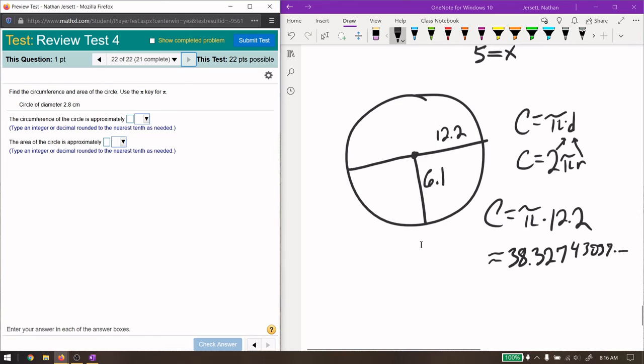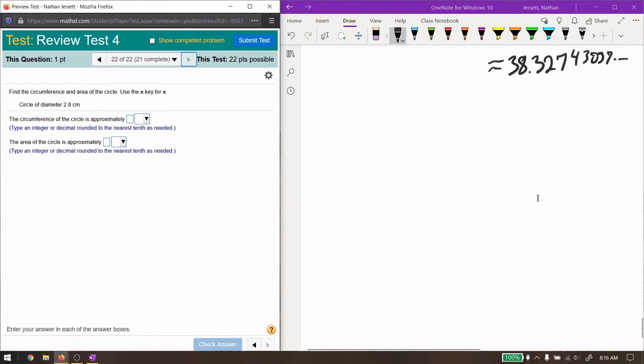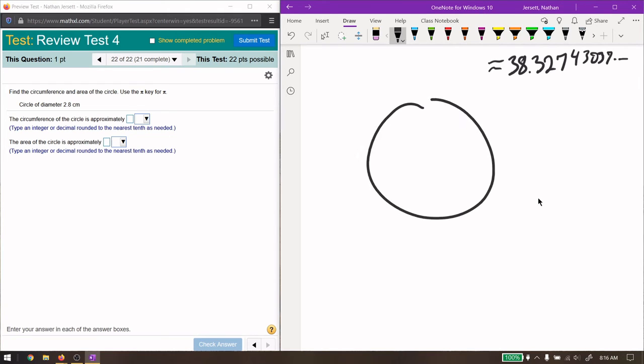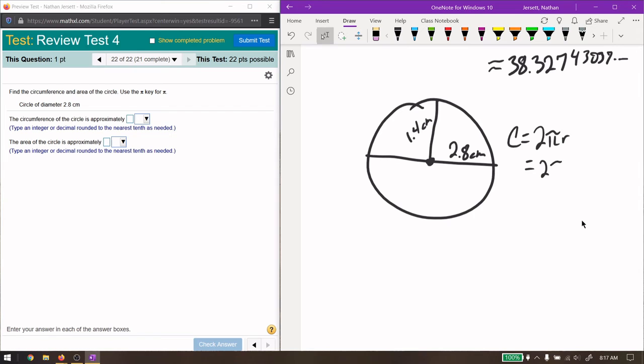Okay, last problem. Find the circumference and area if we know the diameter. This is 2.8 centimeters. Now, to find the area, we need to know the radius. The radius is going to be 1.4 centimeters. It's just half the diameter. Okay, the circumference equals, I'm going to use 2 pi r this time. It's the same. And once again says use the pi key for pi. So 2 pi times 1.4.